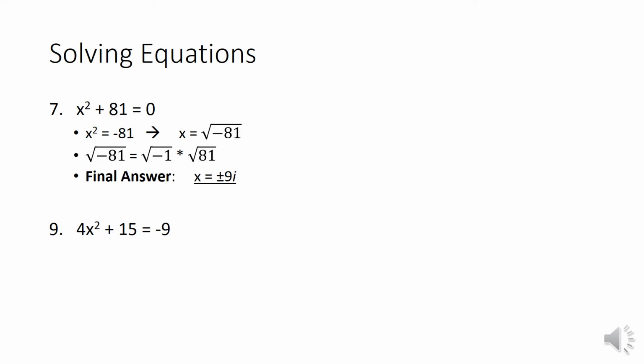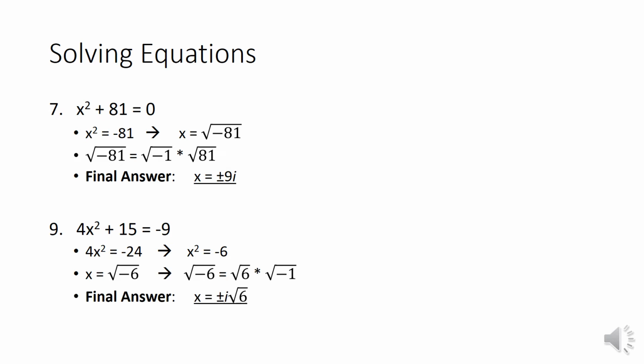So let's go ahead and try and isolate x squared. So we'll subtract 15 from both sides to get 4x squared is equal to negative 24. And then we divide both sides by 4 to get x squared is equal to negative 6. Take the square root on both sides to get x is equal to the square root of negative 6. And the square root of negative 6 can be broken down into the square root of 6 times the square root of negative 1. And so our final answer is just going to be x is equal to plus or minus i times the square root of 6.